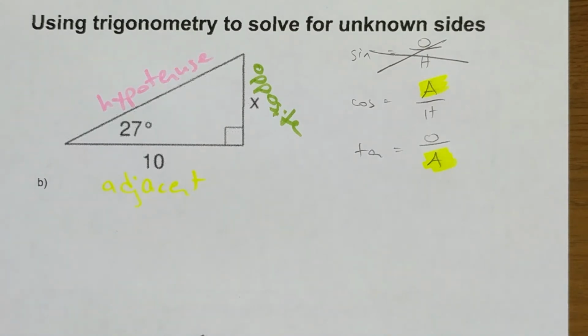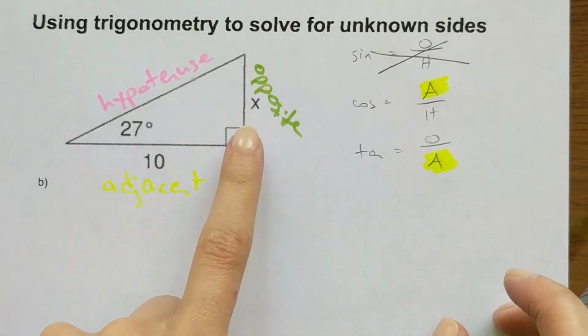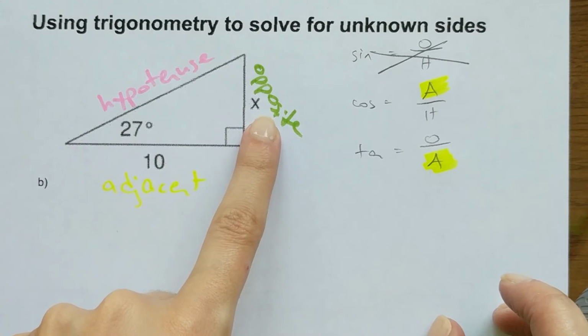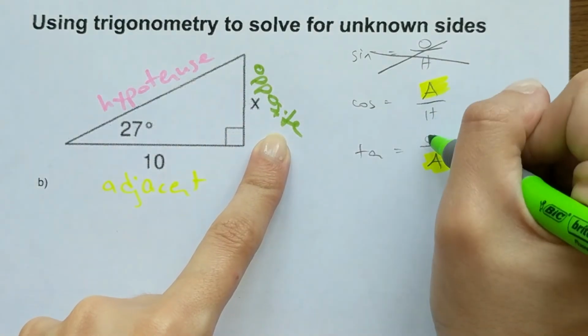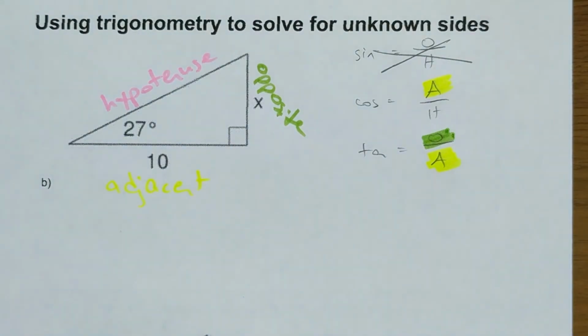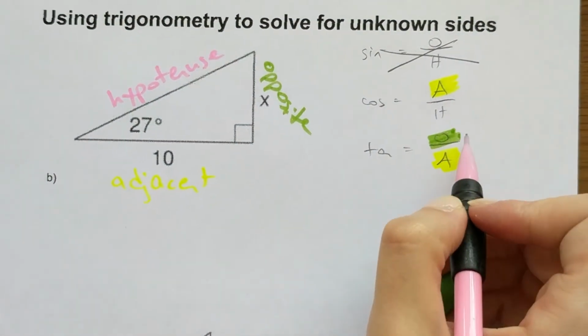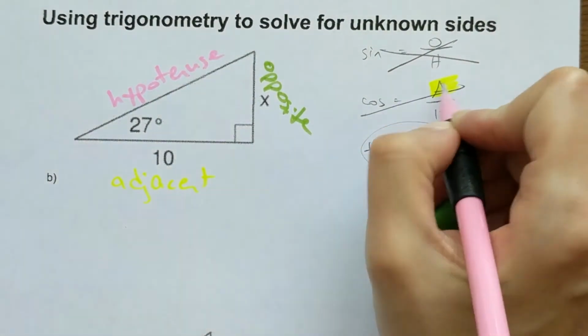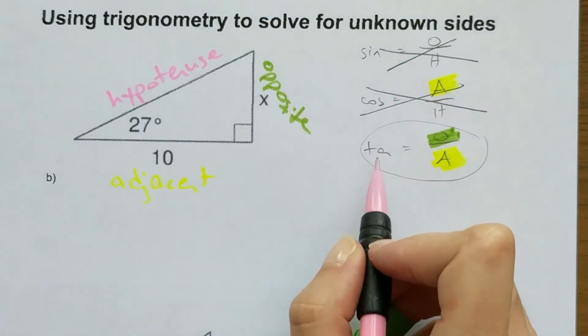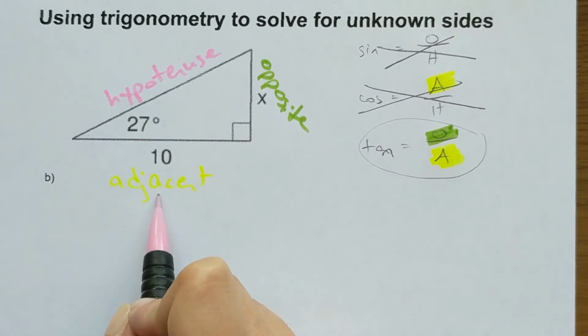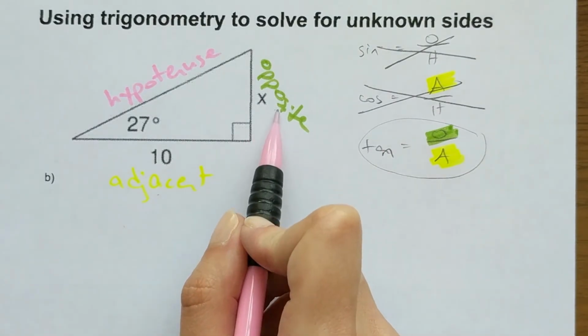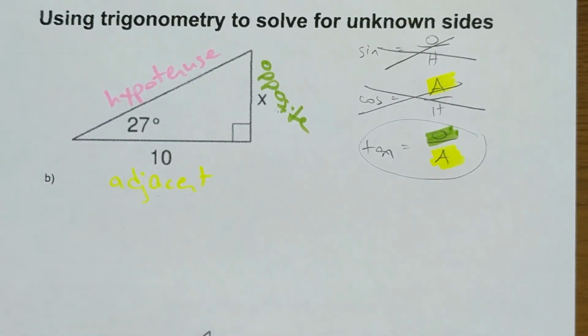I also need to pick one that has my opposite side in it because I need to find x. So I need to pick a side that has an O in it. And in that case, that leads us to our tan ratio. We can throw out cosine. Tan is equal to opposite divided by adjacent. We need to know the opposite side, and we have the adjacent side, so we are good to go there.